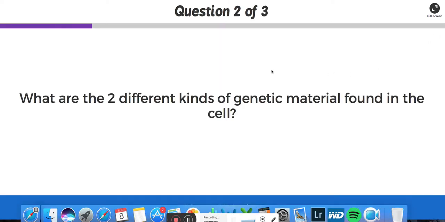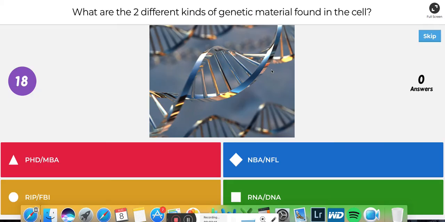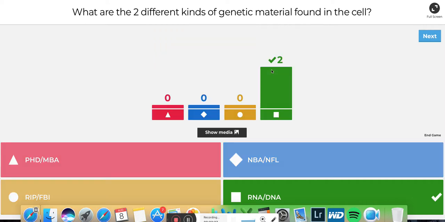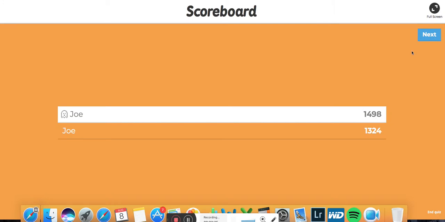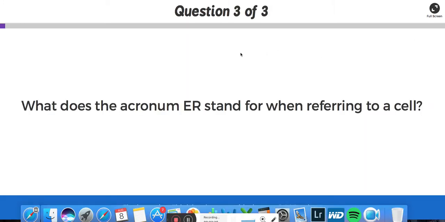Okay, next question. What are the two different kinds of genetic material found in the cell? Looks like your choices are PhD/MBA, and then we have NBA/NFL, RIP/FBI, or RNA/DNA. All right, good again. Yeah, the two types of genetic material found inside the cell are RNA and DNA. That is correct.